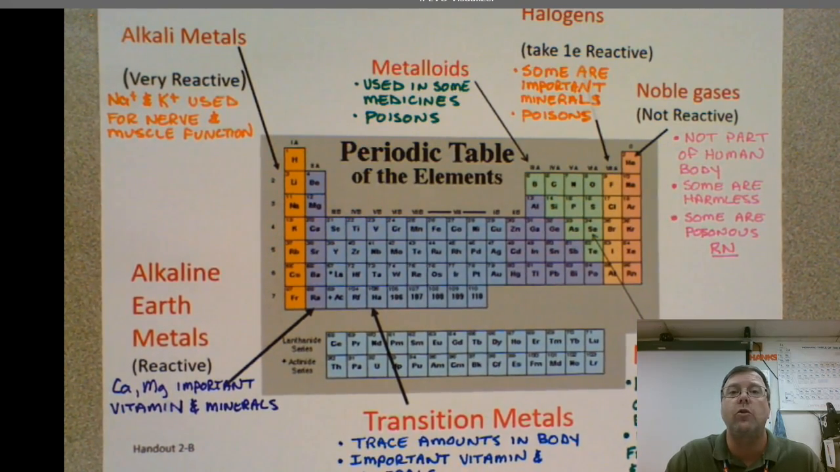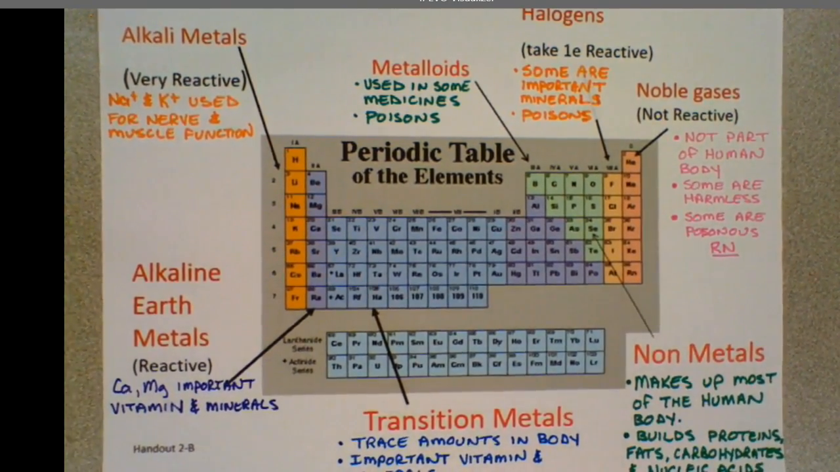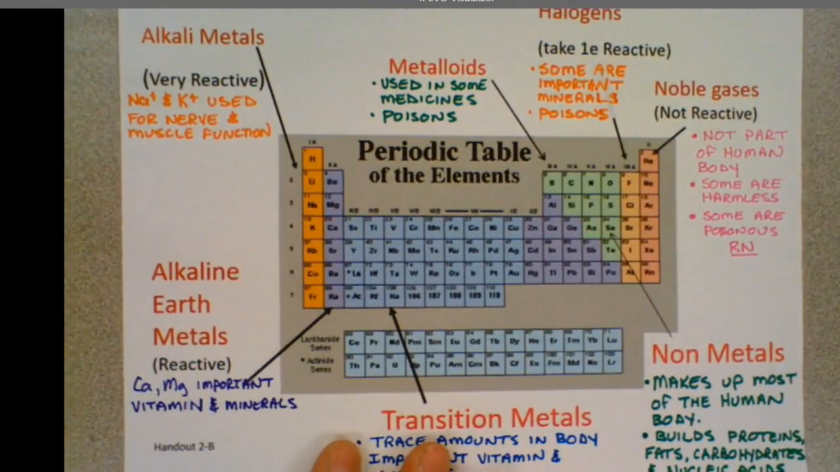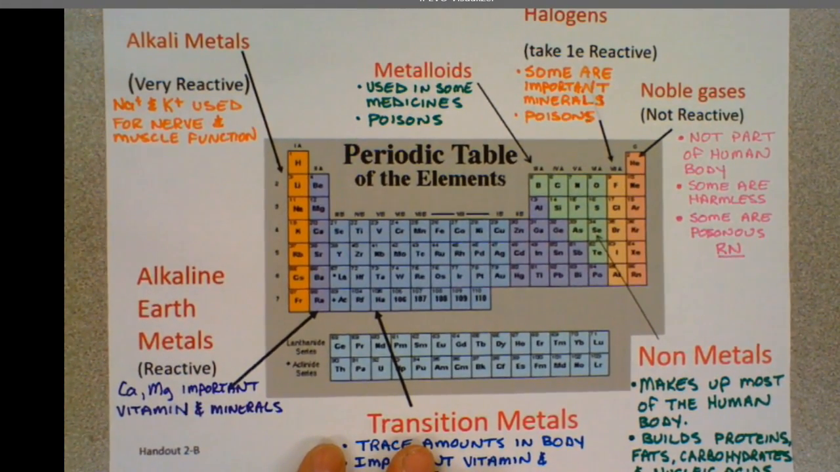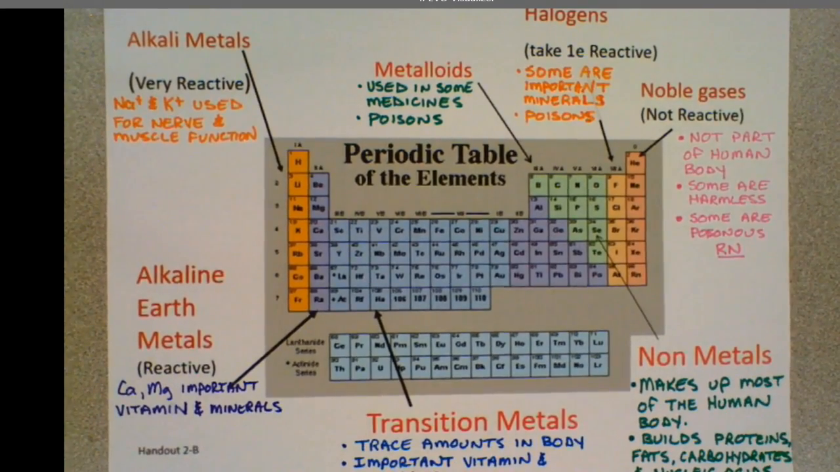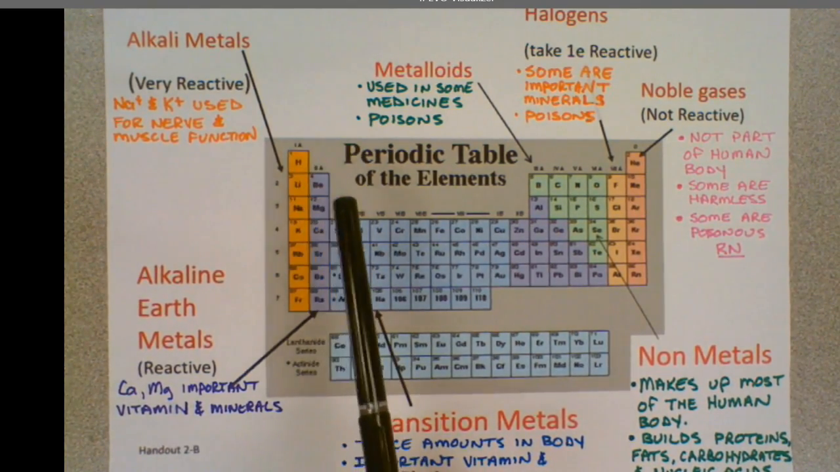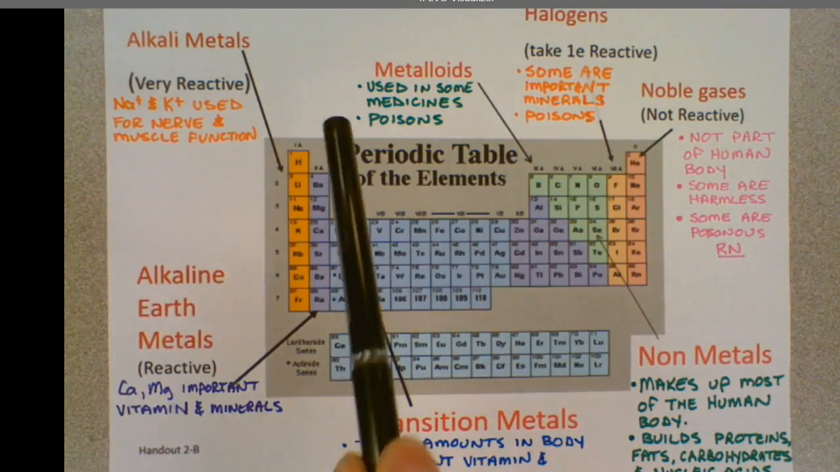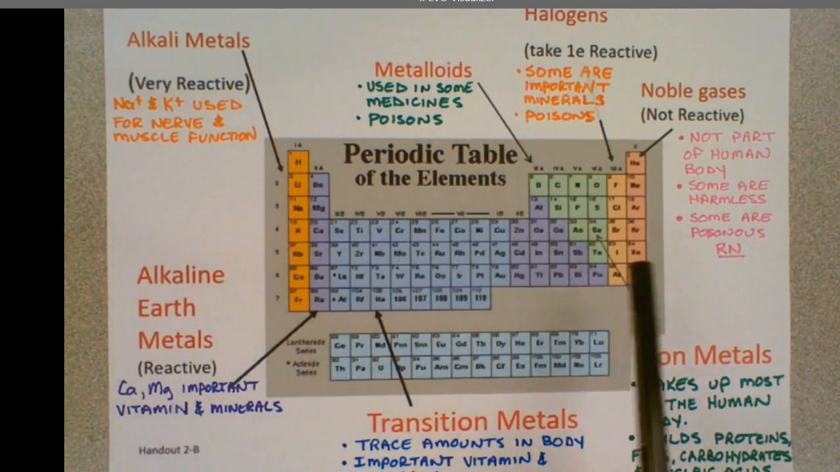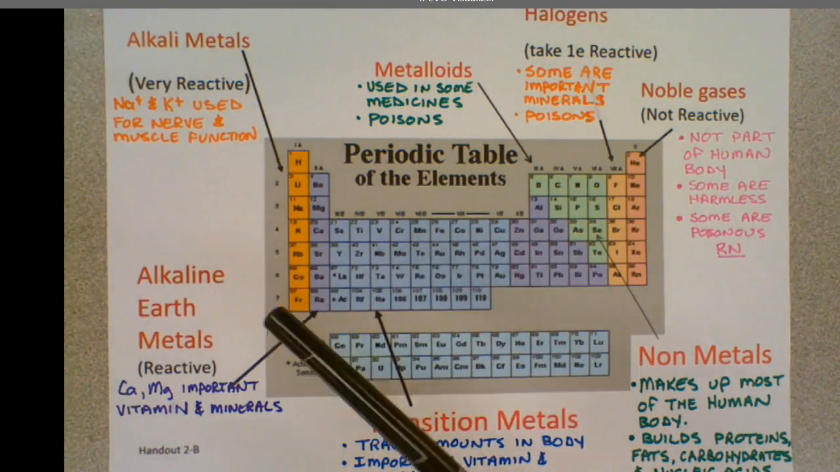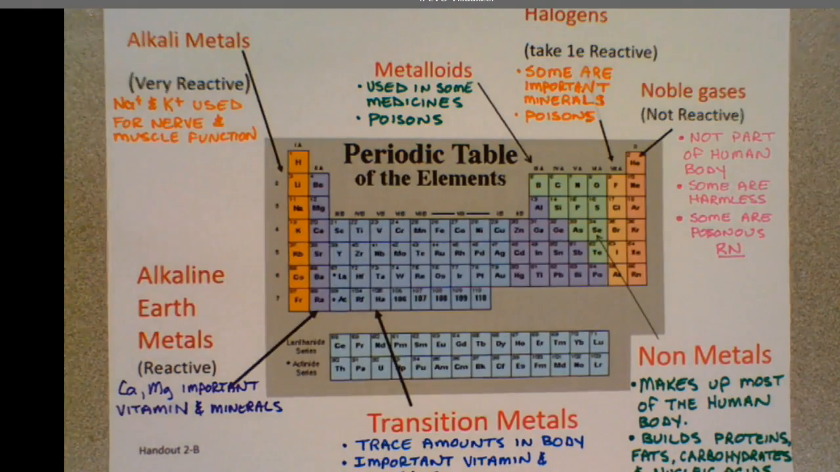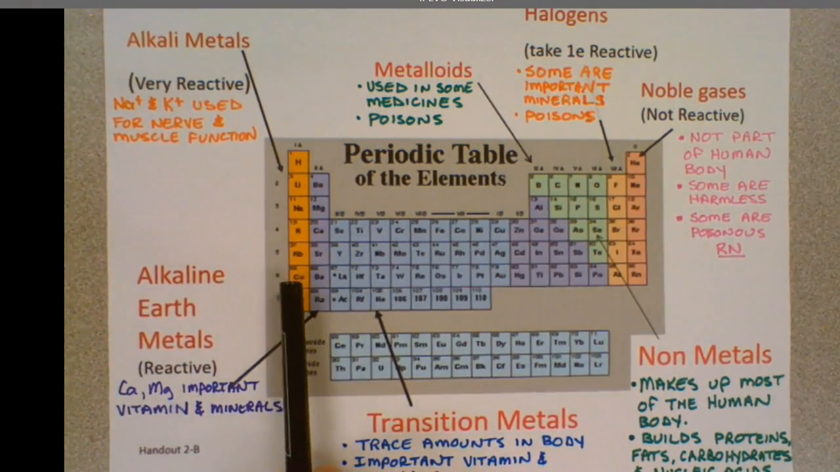So handout 2B is a picture of the periodic table, and I've kind of color coded it here, and I just wanted to kind of go over the different major parts of the periodic table. Now the periodic table is divided into periods. That's why it's called the periodic table. And so what we end up getting are these rows, these periods that are going across. Now, each column is called a group, and groups of elements have similar properties.